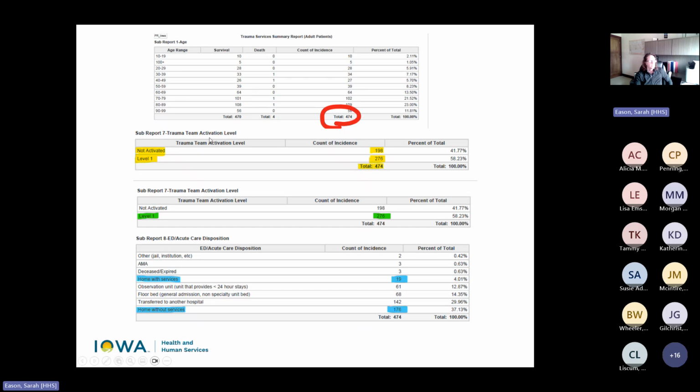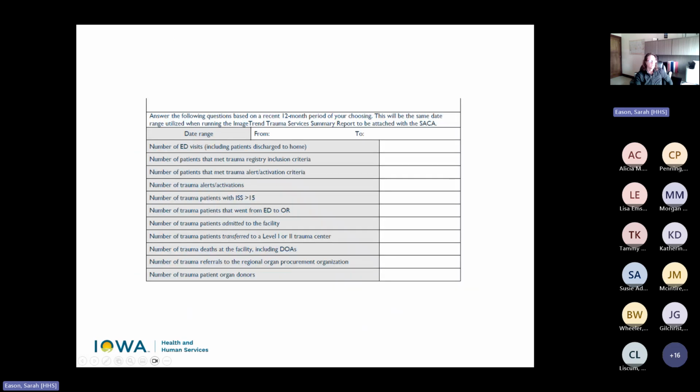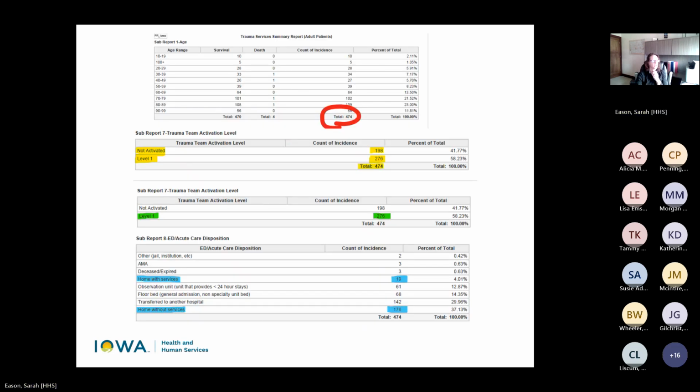Subreport 7 says trauma team activation level. So I have all of these numbers highlighted in yellow, because you need to look at the ones that were called a trauma alert. In this particular case, level 1 just means they have one level of trauma activation here. If you have a multi-level trauma alert policy, it'll be a level 1, level 2, and not activated are the patients that were not called trauma alerts.